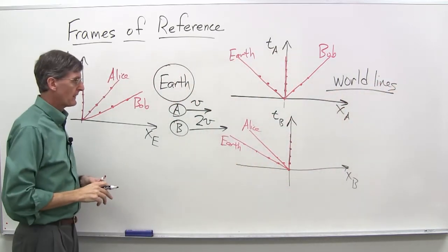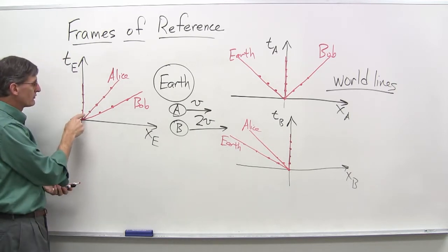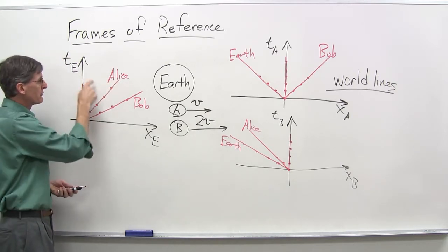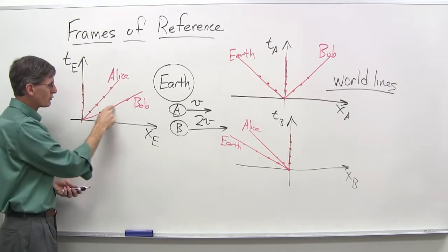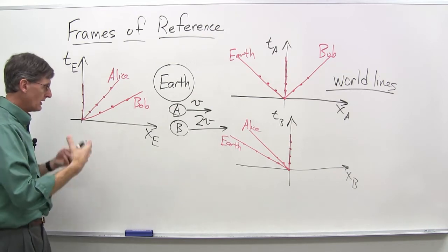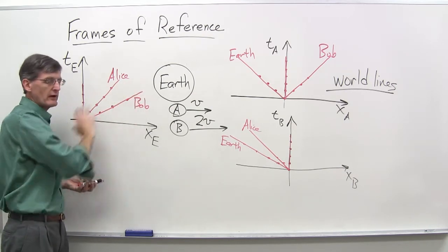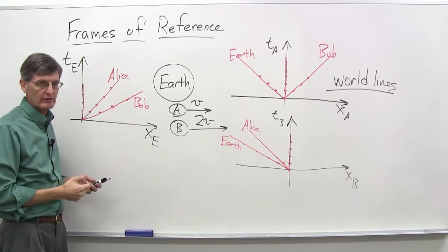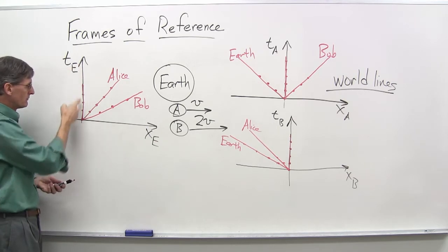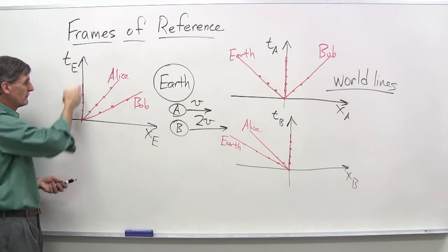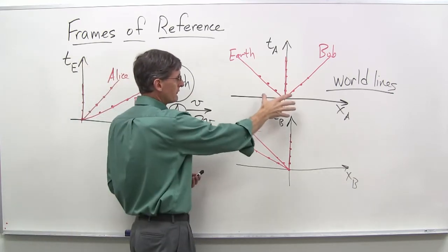World lines. In this case, this is Alice's world line from the perspective of an observer on Earth, from the Earth frame of reference. This is Bob's world line. It's really tracking his position and time through the frame of reference of Earth, through Earth's space-time diagram. And the world line for the Earth observer is just a vertical line here, never moves. Same thing for Alice.